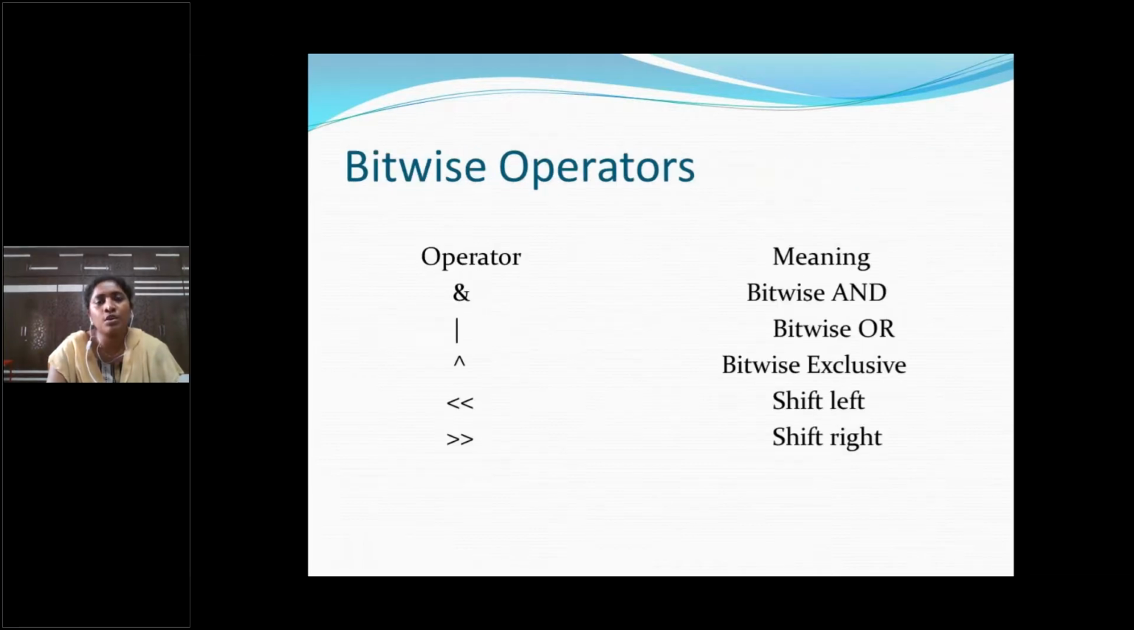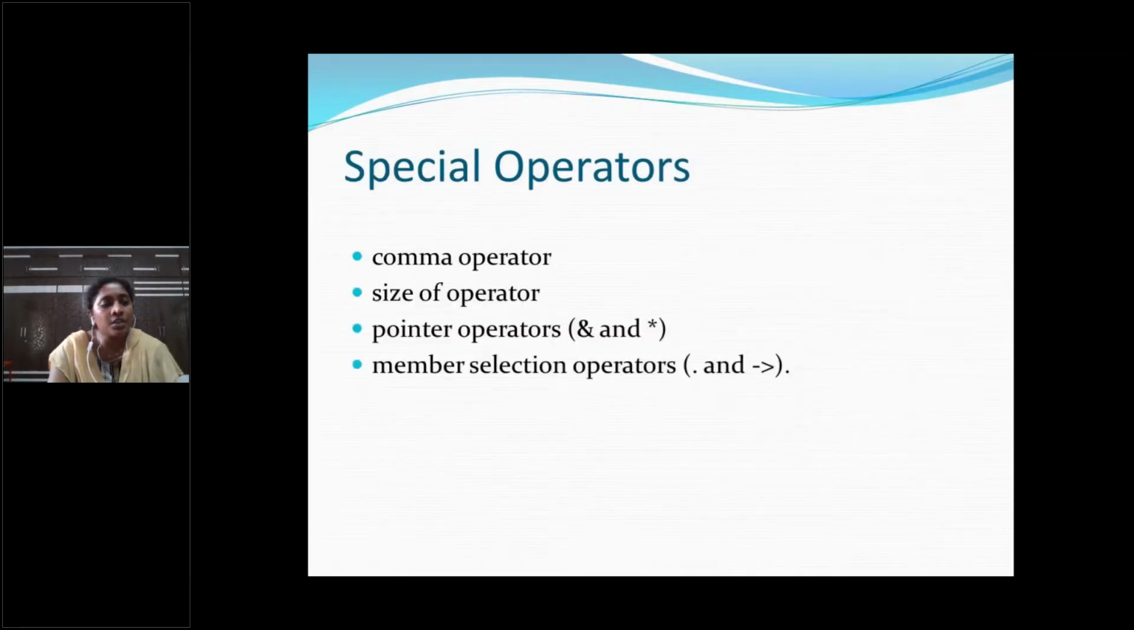Bitwise operations. Bitwise operators are used to perform evaluation at bit level. There are 5 types of bitwise operators, which are AND, OR, exclusive OR, left shift, and right shift. Special operators are the comma operator, sizeof operator, and in pointers we will use the ampersand and asterisk operators. And member selection operators, in order to select the members of a structure with the variables of the structure, we will use the dot operator and the arrow operator.